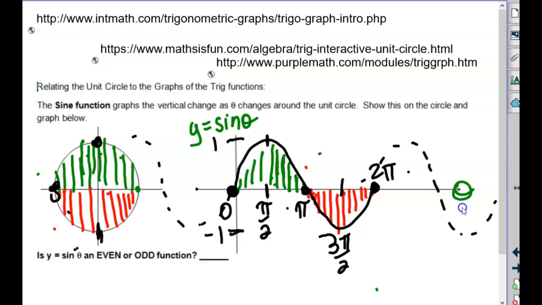So is this an even or an odd function? Does it have origin symmetry or does it have y-axis symmetry? It's origin. It's the same upside down, so it's odd.